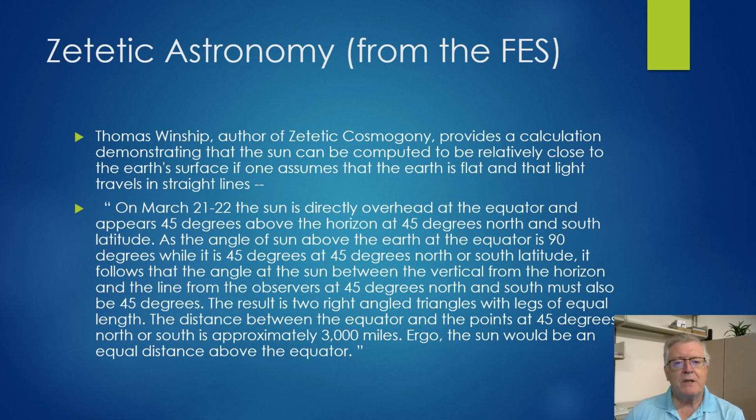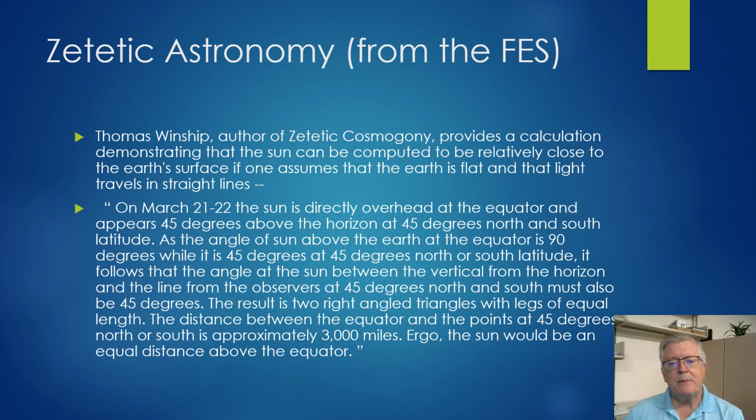As the angle of the sun above the Earth at the equator is 90 degrees, while it's 45 degrees at the 45 degrees north or south latitude, it follows that the angle at the sun between the vertical from the horizon and the line from the observers at 45 degrees north and south must also be 45 degrees. The result here is two right-angled triangles with legs of equal length.